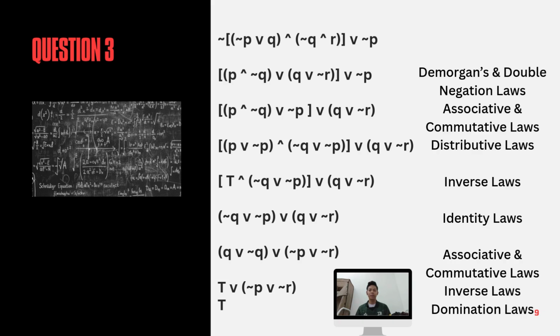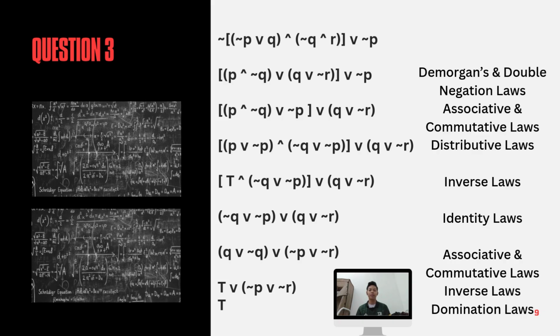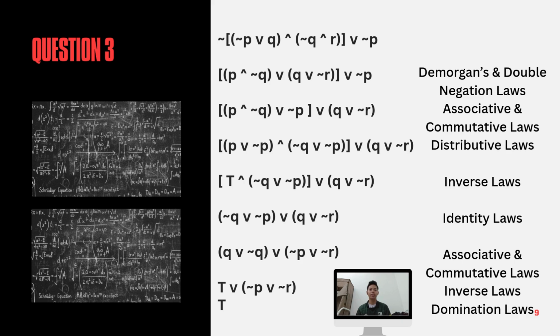Now for question 3, we have not bracket not P or Q bracket, and bracket not Q and R bracket, or not P. Our goal is to make this as simple as possible. First, we have a negation outside a big bracket. We use De Morgan's law and it becomes an and, and we negate everything inside. Remember, double negation on P makes it positive.